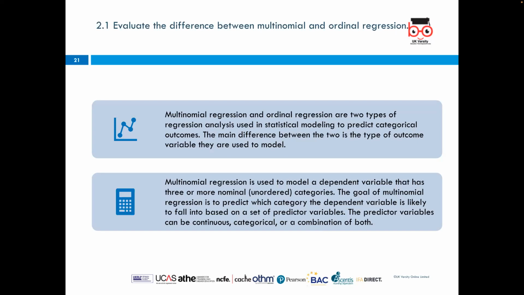Multinomial regression is used to model a dependent variable that has 3 or more nominal unordered categories. The goal of multinomial regression is to predict which category the dependent variable is likely to fall into based on a set of predictor variables. The predictor variables can be continuous, categorical, or a combination of both.